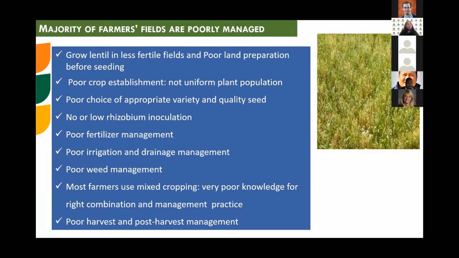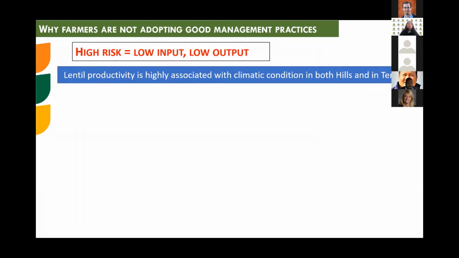And again, very poor harvest and post-harvest management. So why now? The challenge is why farmers are not practicing good practices, although there have been several efforts made by national, international, and private sector organizations. That's why we are here: we have to think about why this is happening, why farmers are really not adopting practices, because as I mentioned already, it is high risk.